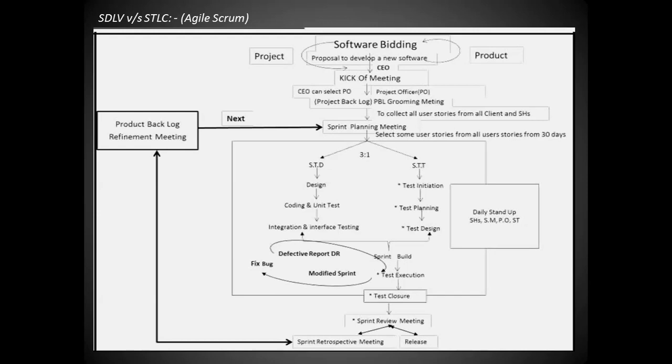At the time of execution, if you find any bugs, simply report them to the developers. Next, they fix those bugs and give us the modified sprint. Next is test closure. Then comes the sprint review meeting, the sprint retrospective meeting, and then we release it.